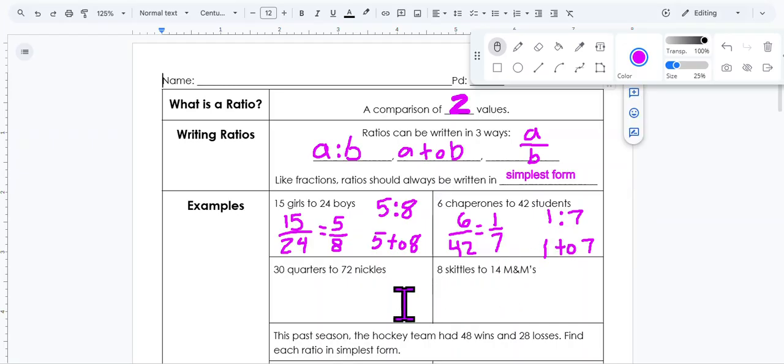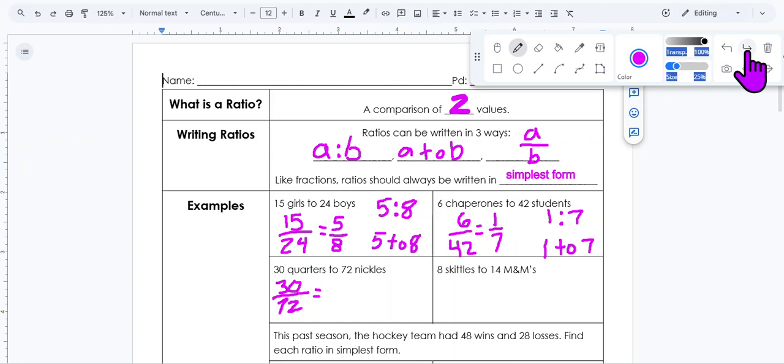All right, let's do one more together. Okay, next one says 30 quarters to 72 nickels. Let's start it off with a fraction. 30 quarters to 72 nickels. I can simplify that for sure. They're both even, but I see that they can both be divided by 6. 30 divided by 6 is 5. 72 divided by 6 is 12. So I have 5 quarters for every 12 nickels, or 5 to 2 ratio. Sorry, 5 to 12 ratio.